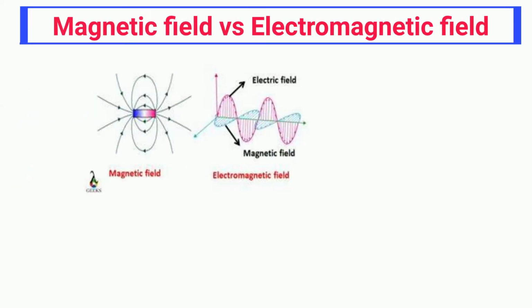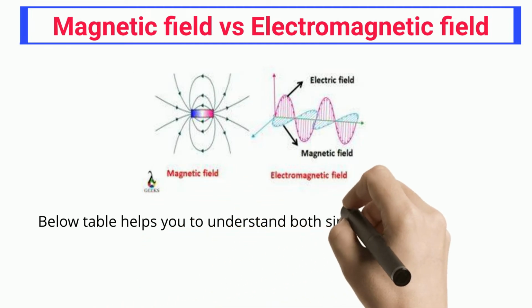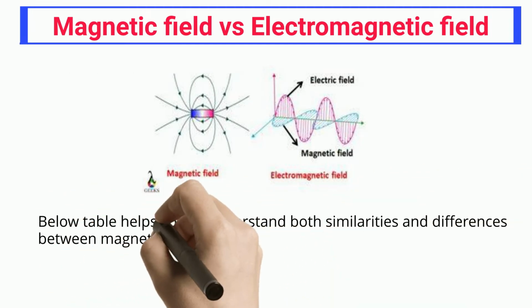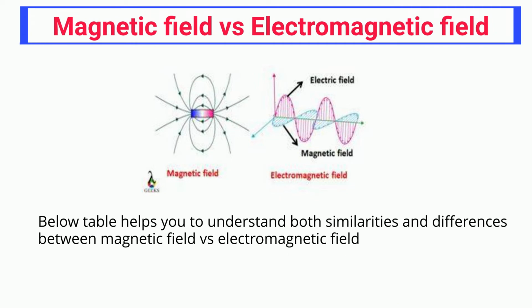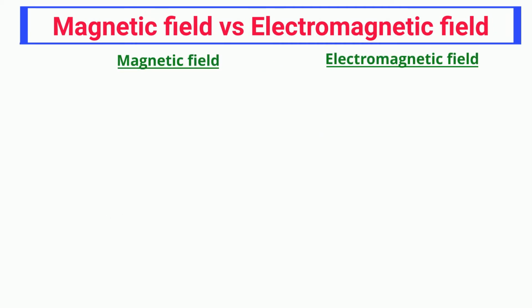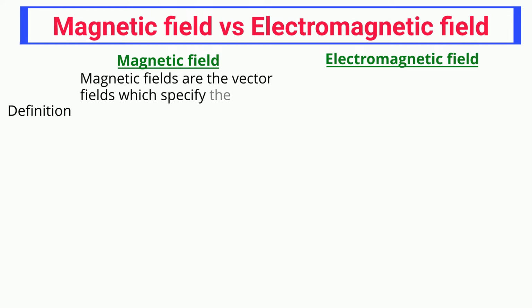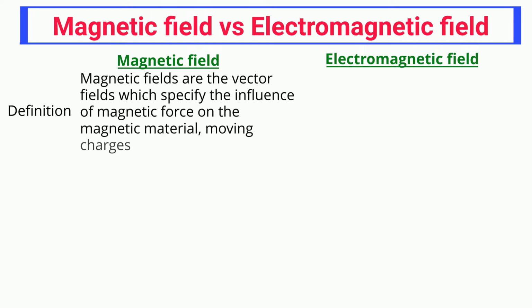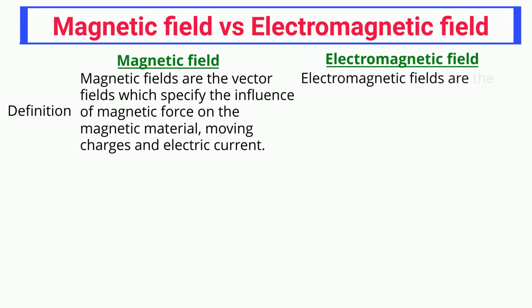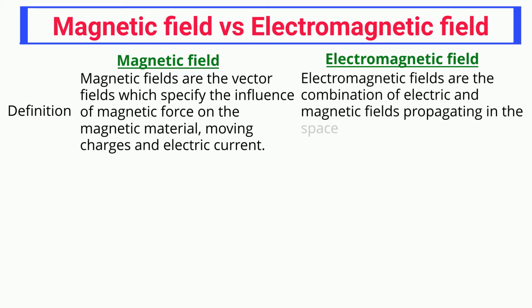Magnetic field versus electromagnetic field. The below table helps you to understand both similarities and differences between magnetic field and electromagnetic field. Definition. Magnetic fields are vector fields which specify the influence of magnetic force on magnetic material, moving charges, and electric current. Electromagnetic fields are the combination of electric and magnetic fields propagating in space in mutually perpendicular directions.